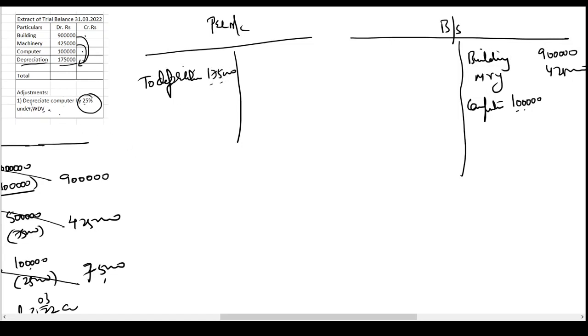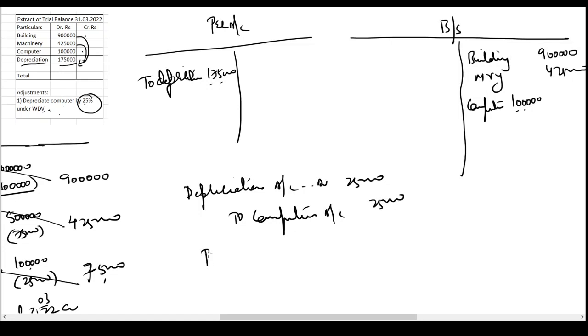Now we know that you have to make an adjustment, depreciate computer by 25% on WDV. Now we have to record an entry for depreciation. What are the entries I'm going to record? Adjustment entries have to make. Depreciation account, debit 25,000 to computer account 25,000. One more entry. P&L account, debit 25,000 to depreciation 25,000.